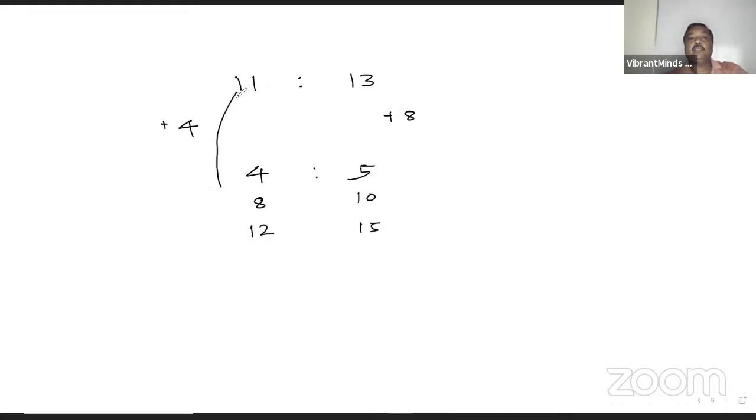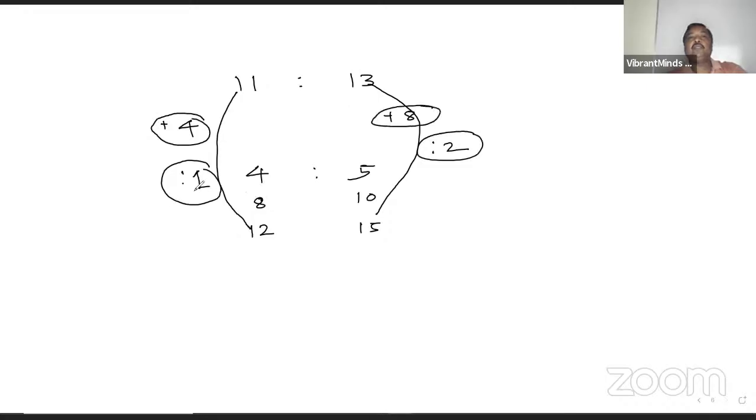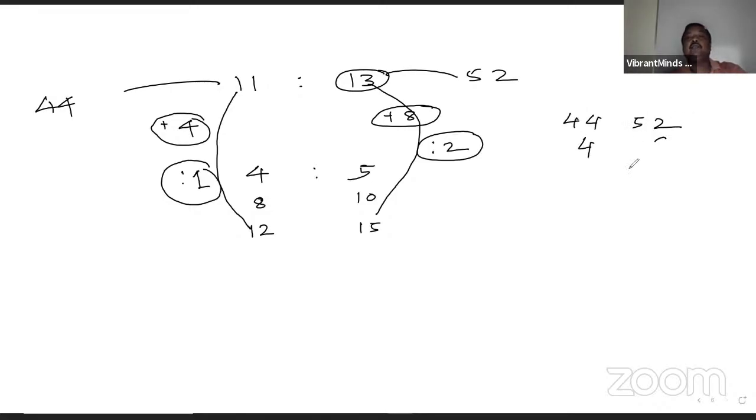Now see, here the difference of ratio is 1. Here the difference of ratio is 2. So can I say this ratio 1 difference is just because of this 4? This ratio 2 difference is just because of 8. So ratio 1 has value 4. What is the value of ratio 11? We have 44. What is the value of ratio 13? 52. So number is what? We got 44 and 52.